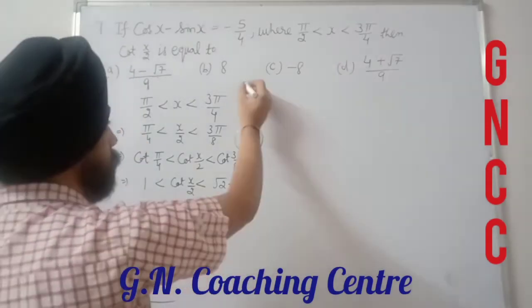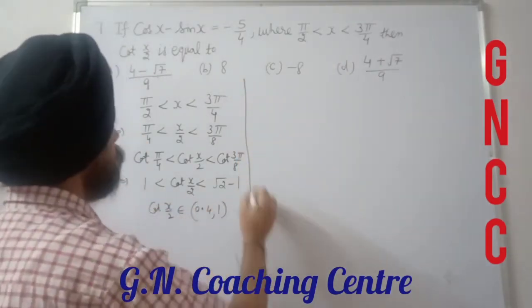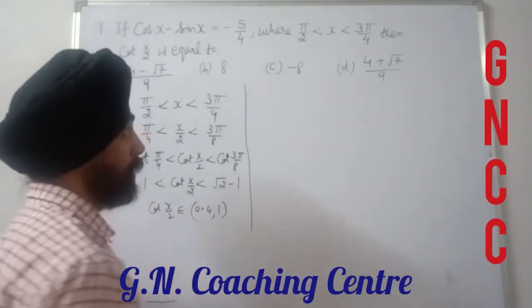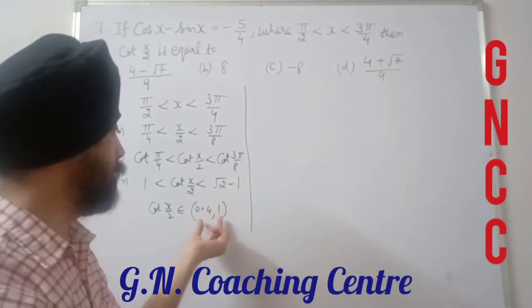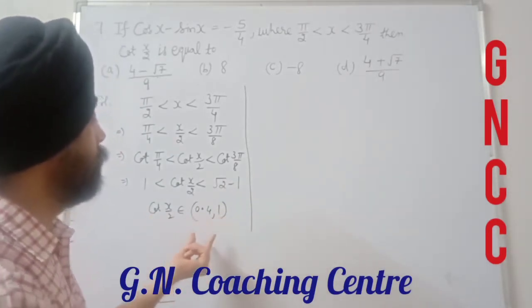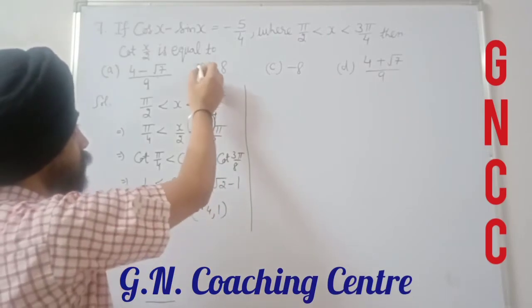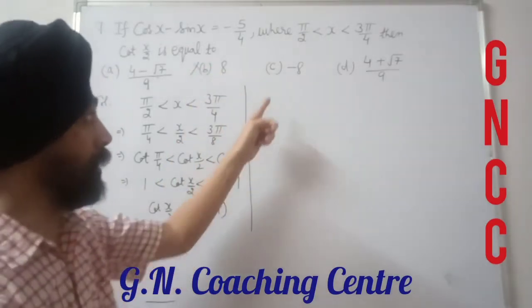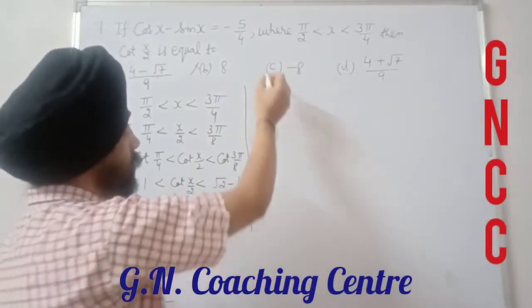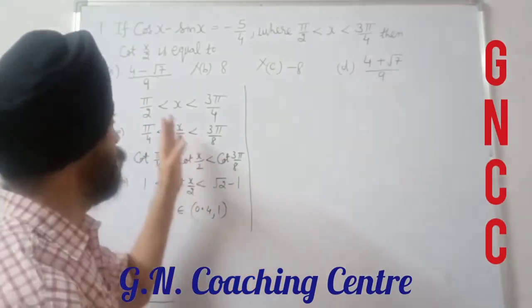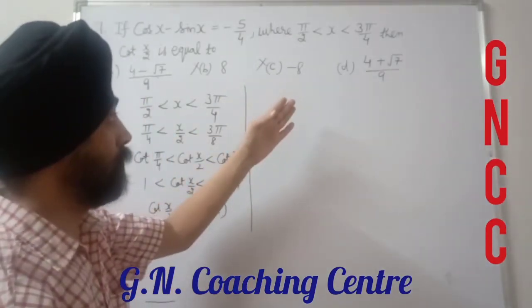So now let us solve this. The first method is a shortcut. You can check the answer; the answer should lie in this interval. So option B is incorrect because it does not lie in this interval. Similarly, C does not lie in this interval, so this cannot be the answer. So we are left with options A and D.